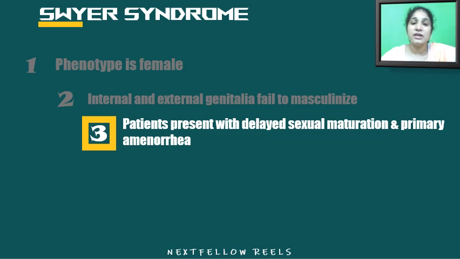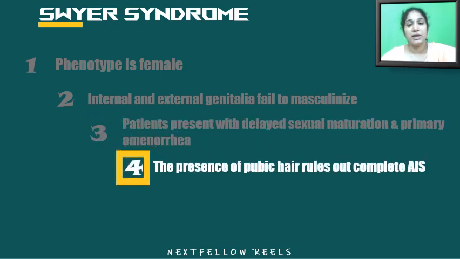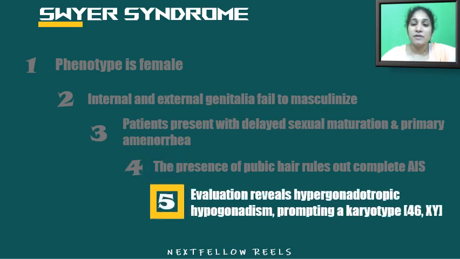Patients present after the expected time of puberty with delayed sexual maturation and primary amenorrhea. The presence of pubic hair rules out complete androgen insensitivity. They have normal adrenarche. Evaluation reveals hypergonadotropic hypogonadism with high levels of FSH and LH, prompting a karyotype, which shows a 46XY chromosomal pattern.